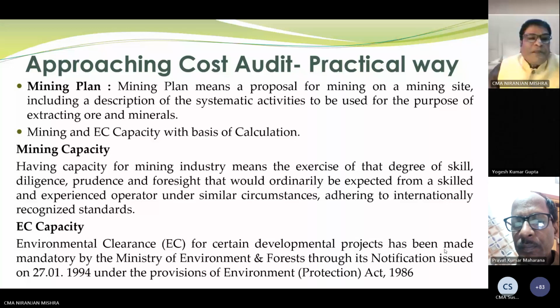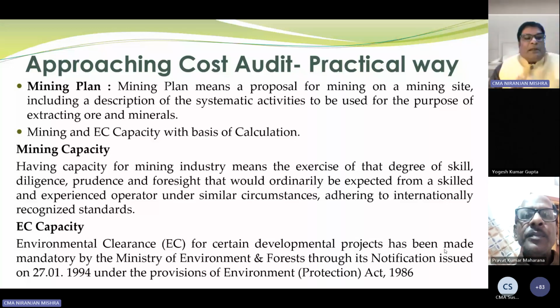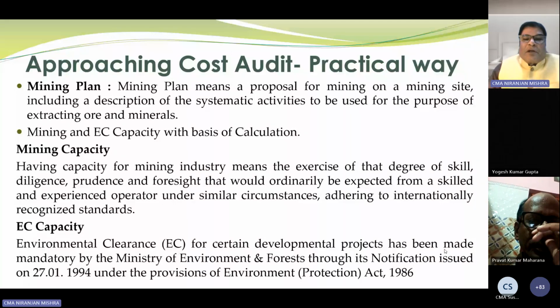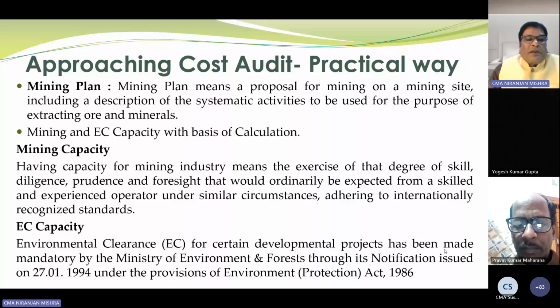This environmental capacity, or EC capacity, EC clearance for certain developmental projects has been made mandatory by the Ministry of Environment and Forest through its notification issued on 27th January 1994 under the provisions of the Environment Protection Act 1986.